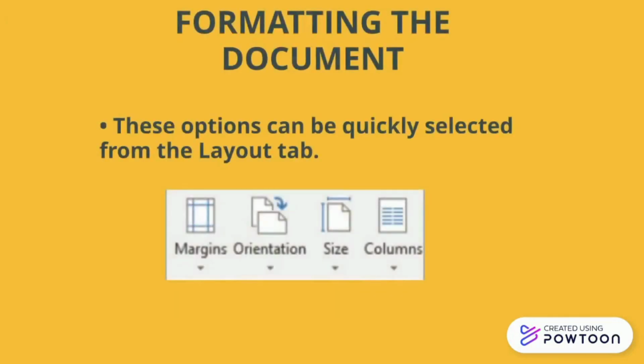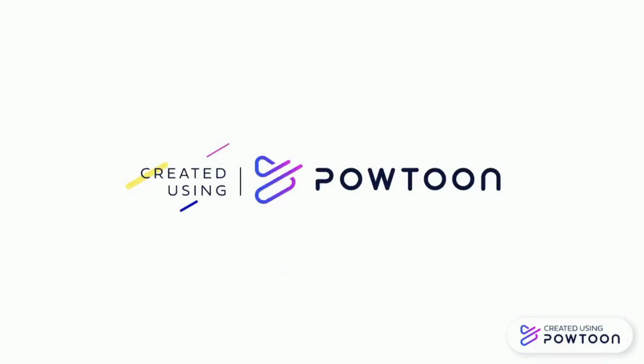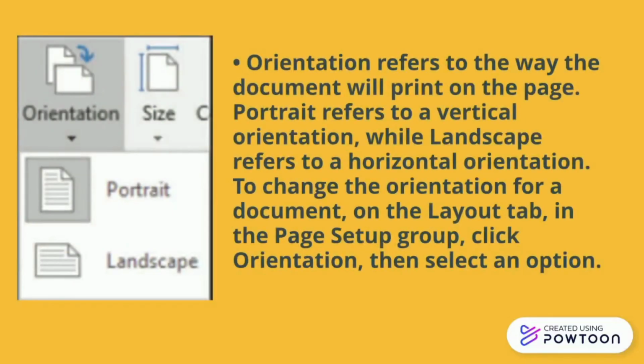Formatting the document. These options can be quickly selected from the Layout tab. Orientation refers to the way the document will print on the page. Portrait refers to a vertical orientation, while landscape refers to a horizontal orientation. To change the orientation for a document, on the Layout tab, in the Page Setup group, click Orientation, then select an option.